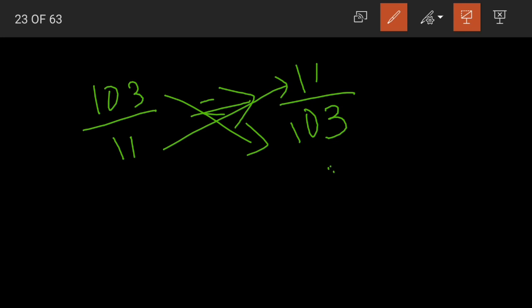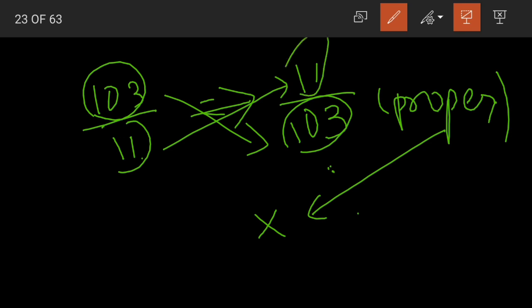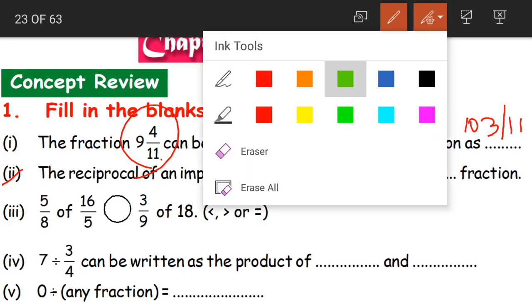Now what is this? This is a proper fraction, right? Even in the starting class, we learned that an improper fraction is the opposite of a proper fraction. Here the numerator is the larger number, but when we found the reciprocal of an improper fraction, the numerator became the smaller number, which is a proper fraction. In the same way, when we have a proper fraction, its reciprocal becomes an improper fraction. Clear, students?